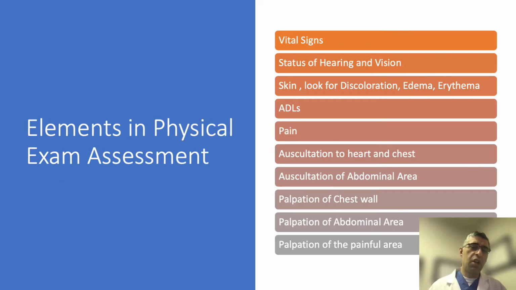It's so important. We talk about elements in the physical examination that we discussed in the past. Vital signs are the first element in your assessment. We're going to talk for some days about assessment. Again, we talk about the status of hearing and vision, which is so important, and the skin, as we discussed, looking at the entire skin for edema or any erythema. What about ADLs? ADLs are part of your physical examination in a skilled nursing home. Is the patient able to do the basic things he or she was doing in the past? Pain is part of the elements in your physical examination.